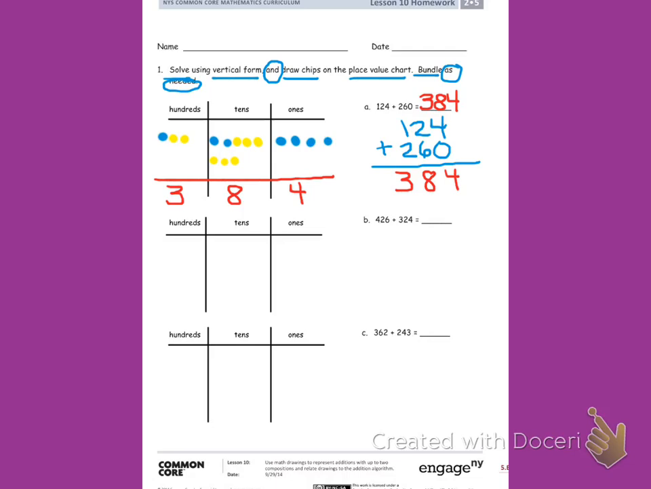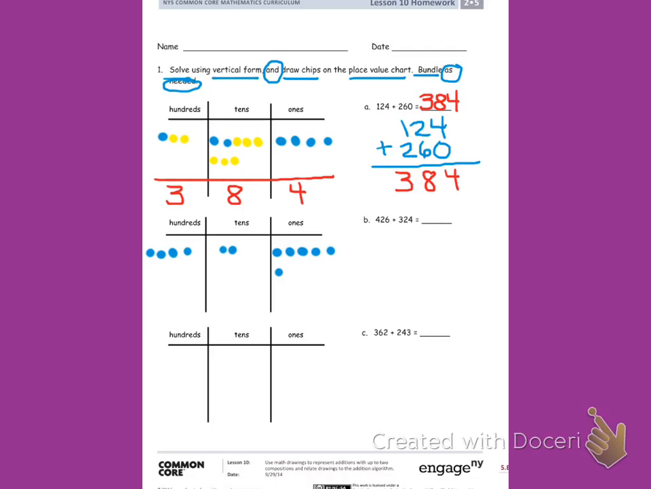426 has 4 groups of 100. 1. Let's try that again. 1, 2, 3, 4. 426 has 2 10s. 1, 2. It also has 6 1s. 1, 2, 3, 4, 5, 6. Do you see how I'm making my numbers look like a 10 frame with 5 in a row? Okay, now it's time to draw the 324.